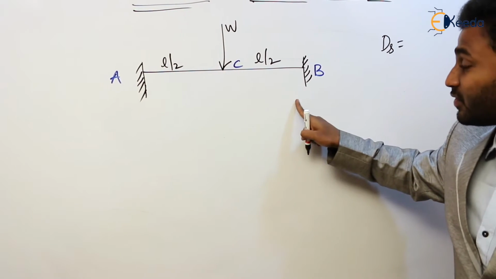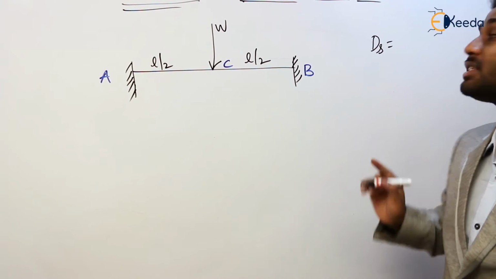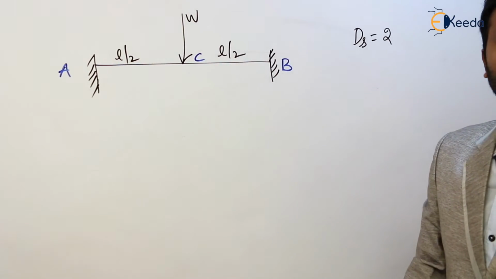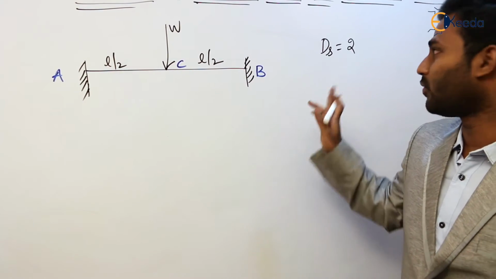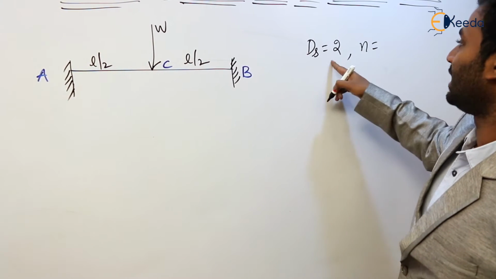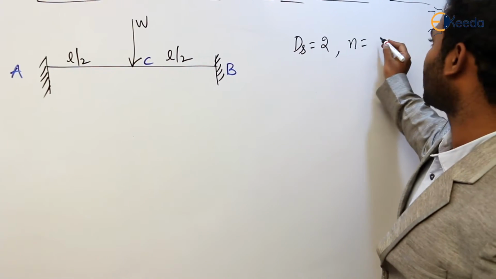For a fixed beam with center point load, the DS is 2. So in the explanation of the number of plastic hinges required, it is explained clearly how it is 2. Clear. So this is the first step. The next step is DS plus 1, the number of plastic hinges required. How much is it? 3.